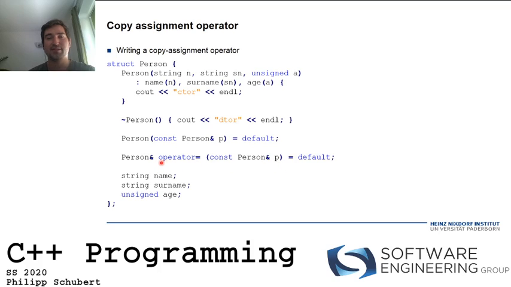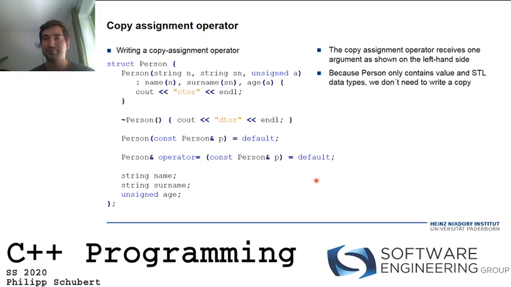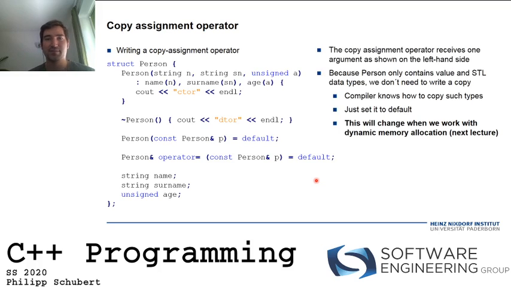So for a copy assignment operator here, you specify operator assignment. And as an input argument, it receives the exact parameter as the copy constructor. And as a result, it returns a reference to a person type. And you can also set it to default, and it will work perfectly fine for our small example, again, because we are only using STL data types and built-in data types such as unsigned integer. So yeah, again, this will change once we deal with dynamic memory allocation, but we will do that next lecture.